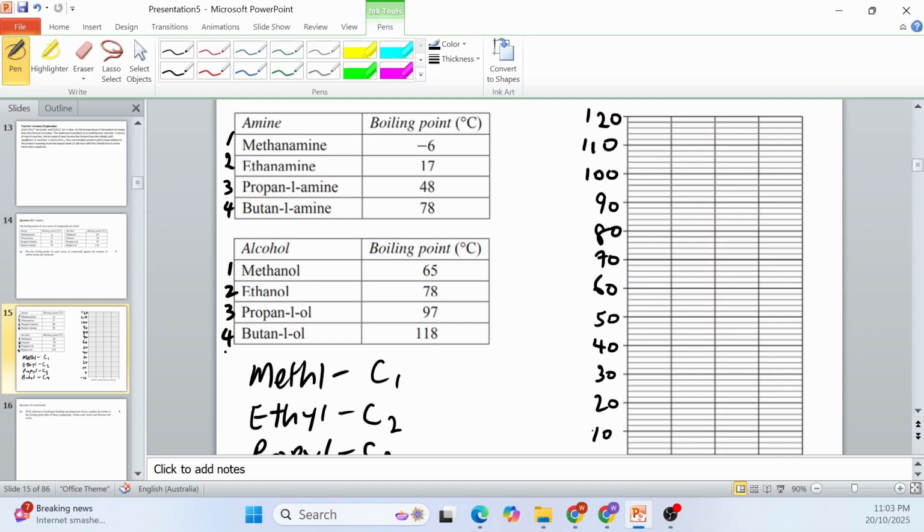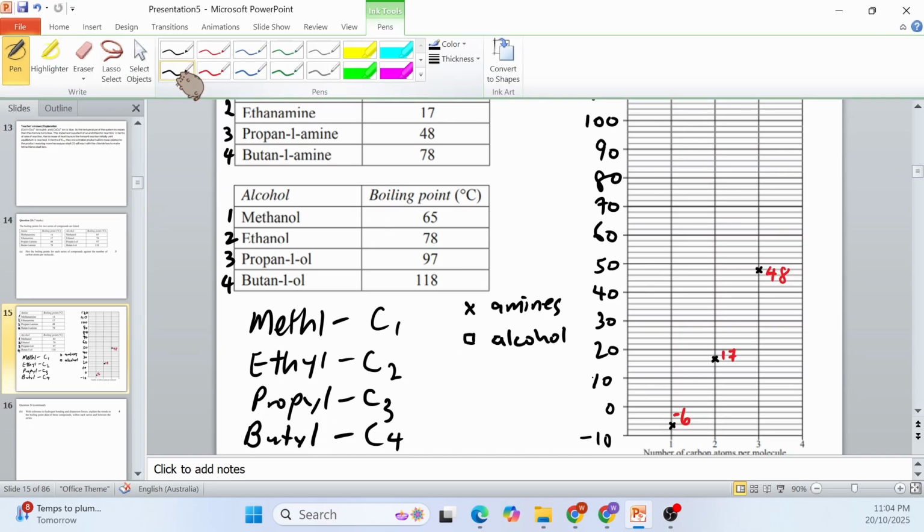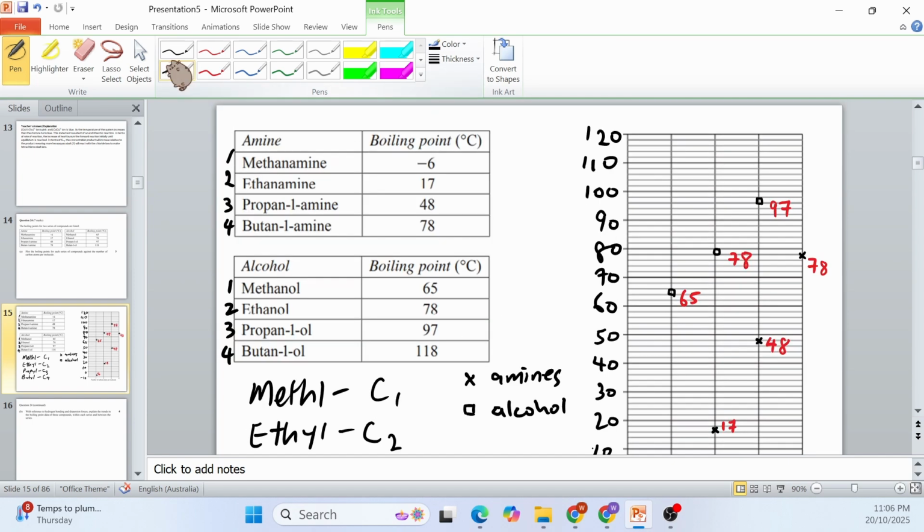The first amine is -6. The next one is 17. Propylamine is 48. Then butylamine is 78. Now that's the alcohol. Methanol is 65. Next one's ethanol is 78. Propanol is 97. And butanol is 118.